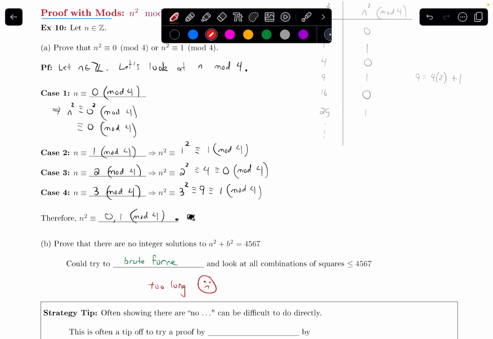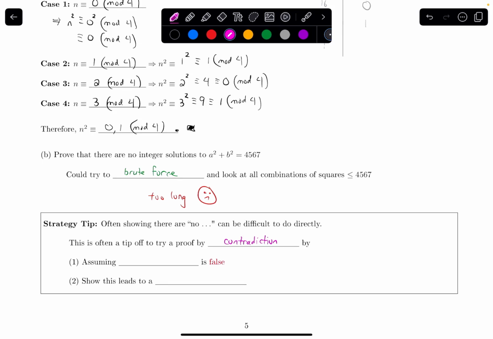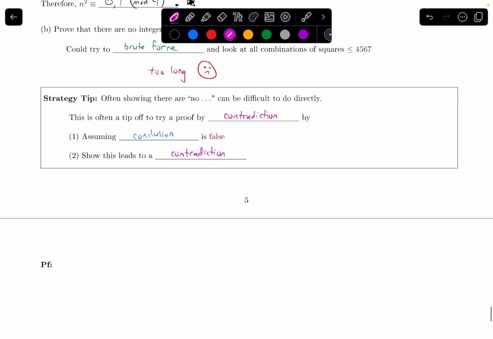Okay, so here's a strategy tip. We've seen this before, that often when we're trying to show that there's no something, that can be difficult to do directly. And that's often a tip-off to try a proof by contradiction. Right, we saw that a number of times going back to chapter 1 now. So with the proof by contradiction, we assume our conclusion is false, and then show this leads to a contradiction, something impossible happening. Okay, all right. So let us see what this looks like.